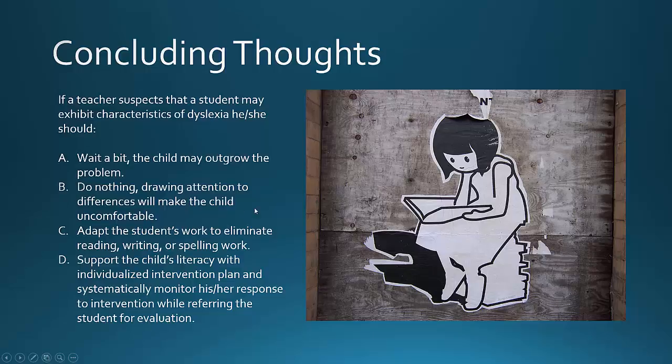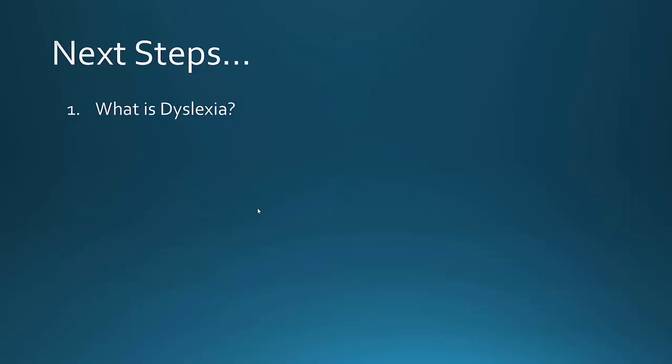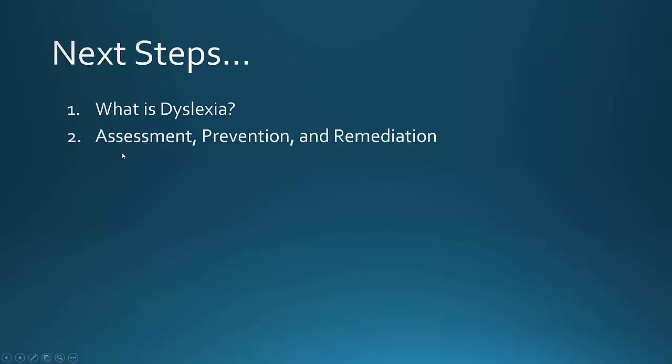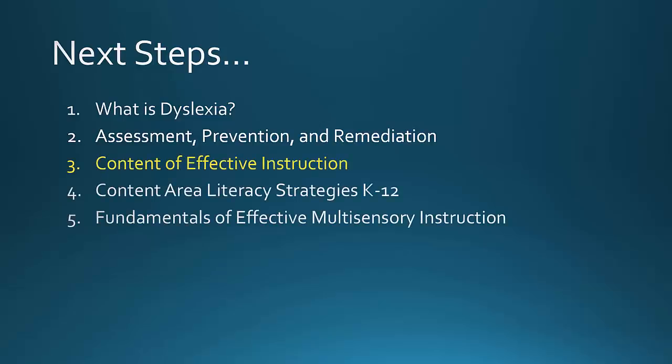Now, how do we do that? We have thought about what is dyslexia in Module 1. You've thought a little bit about the assessment, prevention, and remediation of dyslexia in Module 2. In Module 3, we'll begin to think about the content of effective instruction for dyslexics. And then in Modules 4 and 5, we'll think about strategies for supporting dyslexic students' reading and writing and spelling skills in your content area classes.